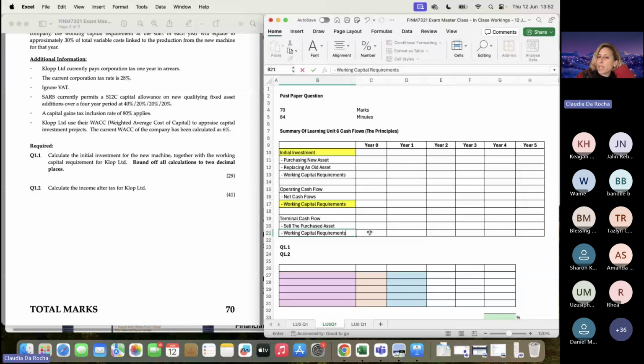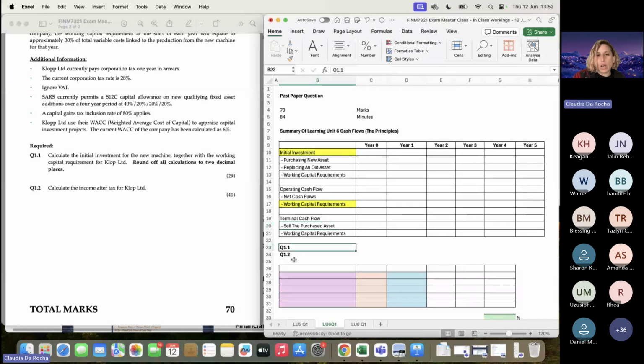So we get back our working capital. So that's normally what happens. So these are the principles of Learning Unit 6 cash flows. It's actually principles that come from Learning Unit 1, so EVA, that have been brought into Learning Unit 2, that have then been brought into Learning Unit 5, because we had the free cash flow method, and now it's been brought into Learning Unit 6.